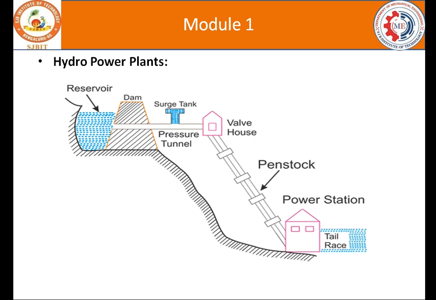A hydropower plant will have a reservoir, a dam, and a surge tank where pressure flows from the tunnel to the valve house. There will be a penstock, a power station, and a tail race, so it keeps on moving. Here is the reservoir, how the power is developed, and it is distributed to different systems.